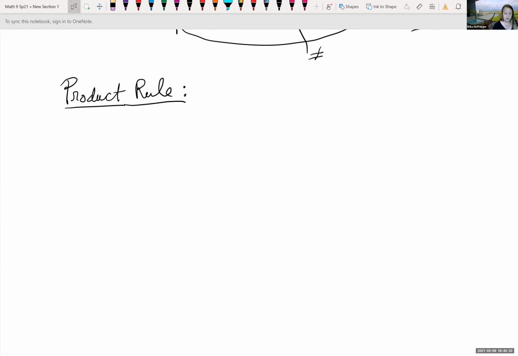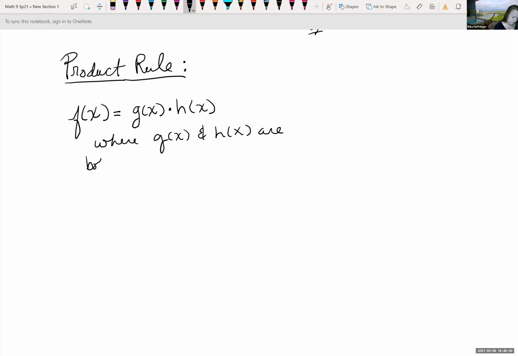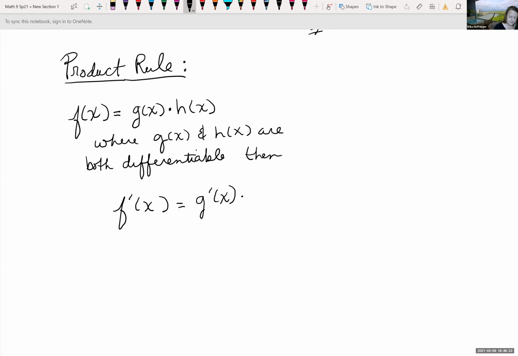Okay, so it depends on what notation, but it means the same thing. Let's say that we have some function f of x, and it's equal to some function g of x times another function h of x, where g of x and h of x are both differentiable. Then the derivative of f of x, which is f prime of x, is equal to the derivative of our first, g prime of x, times the second function h of x, plus the first function g of x times the derivative of the second function, h prime of x.